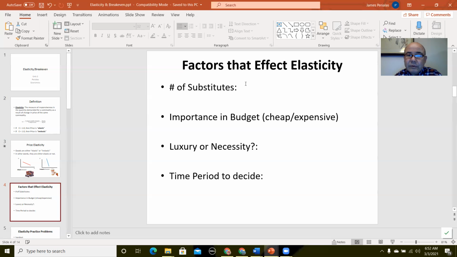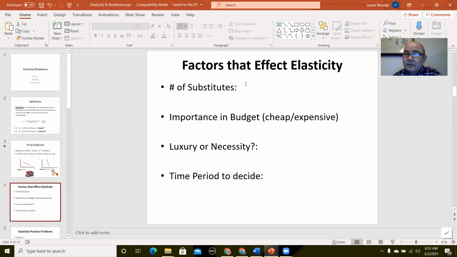And so importance in your budget is going to be a factor we can use when trying to determine the non-mathematic factors that affect elasticity. Once again, importance in the budget. If something is considered expensive, then we are going to be more sensitive, more price discriminatory. We're going to be more careful with our purchases. And so therefore, changes in price could affect our purchase.